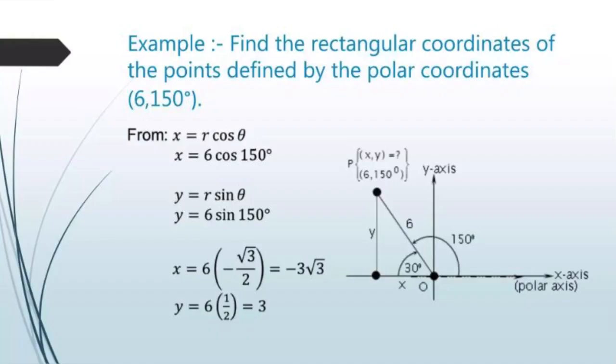Next, an example: find the rectangular coordinates of the point defined by the polar coordinates (6, 150 degrees). From x is equal to r cos theta, x is equal to 6 cos 150 degrees, y is equal to r sin theta, y is equal to 6 sin 150 degrees. x is equal to 6 times minus root 3 by 2, which is minus 3 root 3, and y is equal to 6 times 1 by 2, which is equal to 3. Here is an explanation of this example.